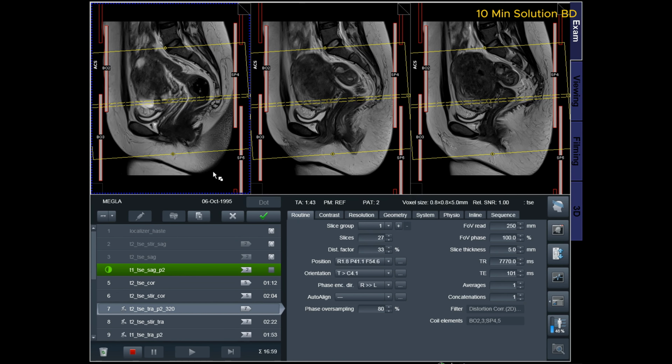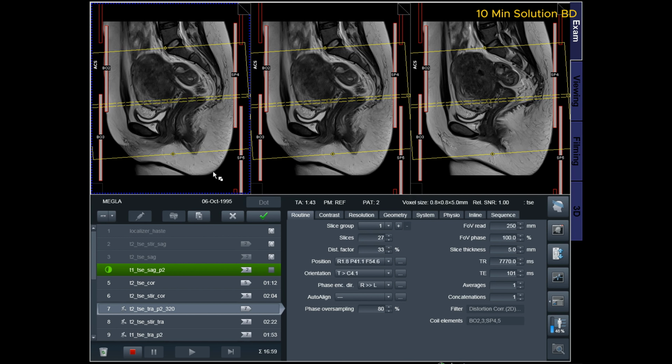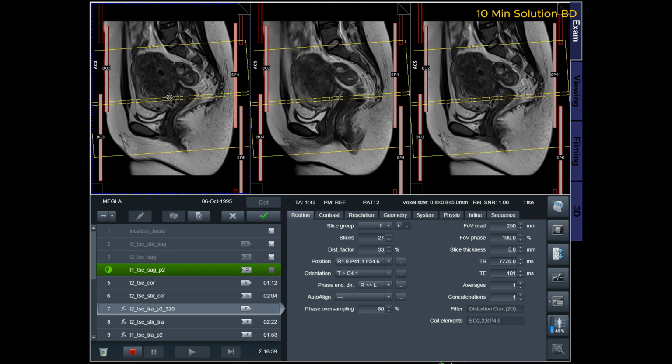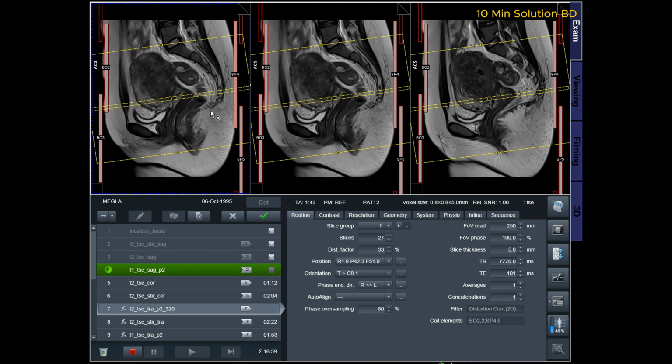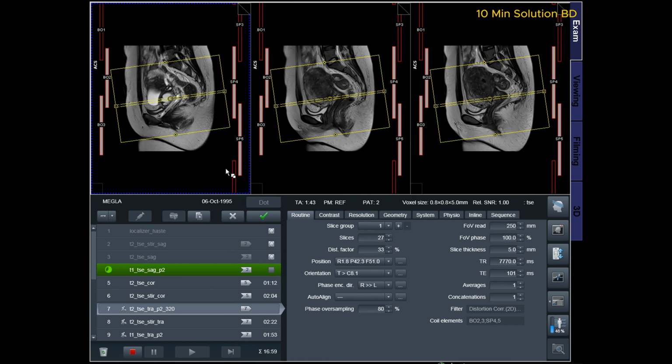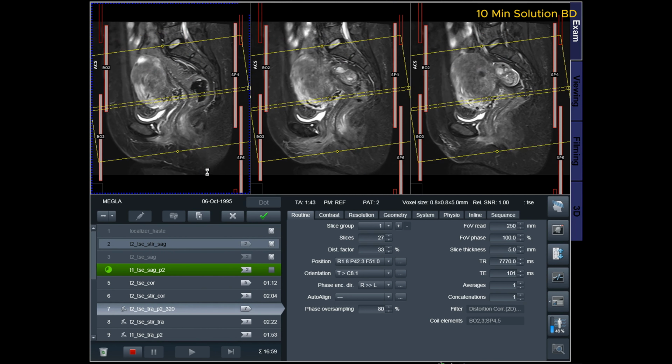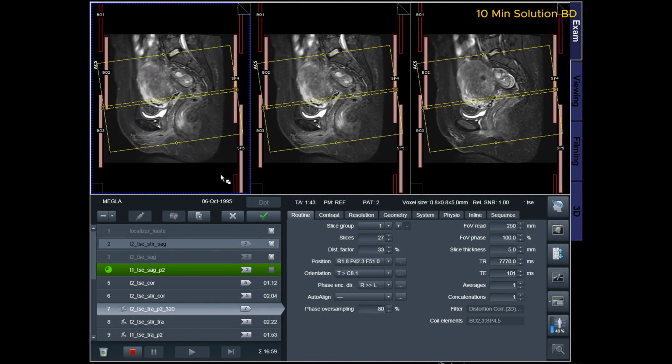T2 Axial. Plan the large field of view axial slices on the coronal plane. Position the block parallel to the line along the right and left iliac crest. The positioning block should also be checked in the other two planes.